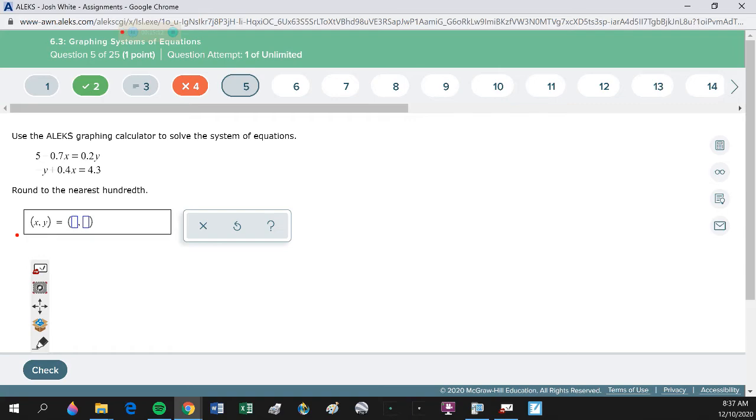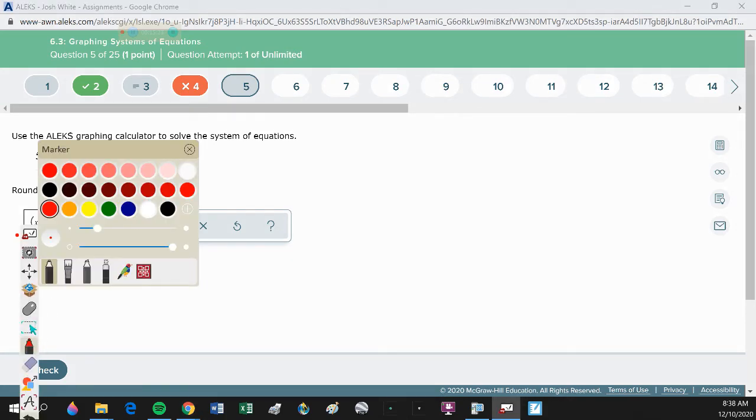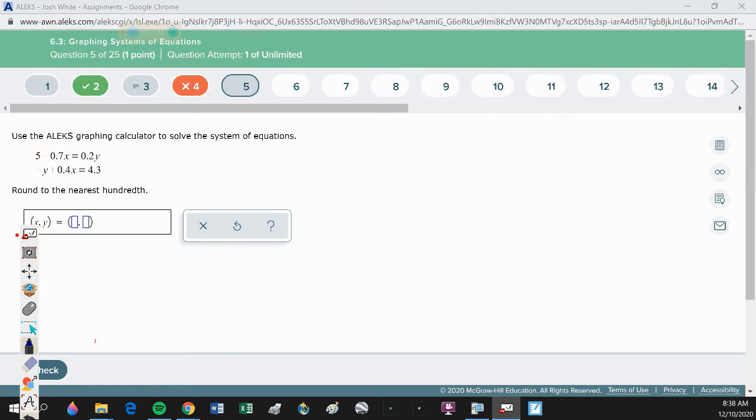Okay, this is a little bit harder. We have to use the graphing calculator. What's wrong with these equations? Well, there are nasty decimals in there. What else is wrong with them? They're not in y equals form. So I have to get the y by itself.